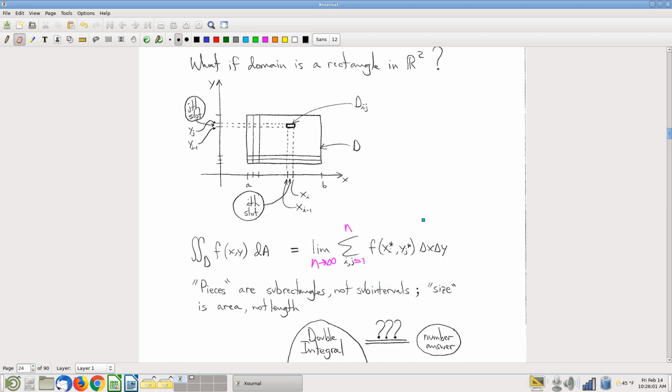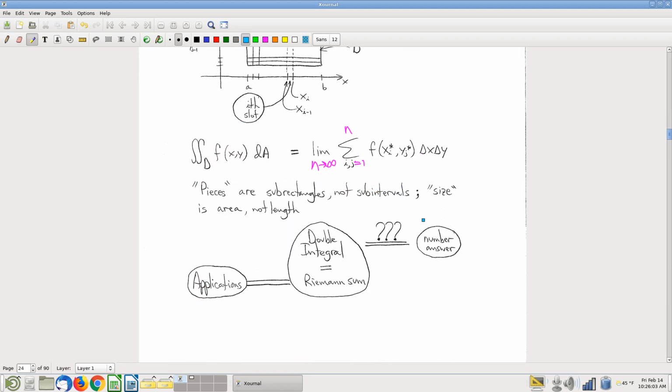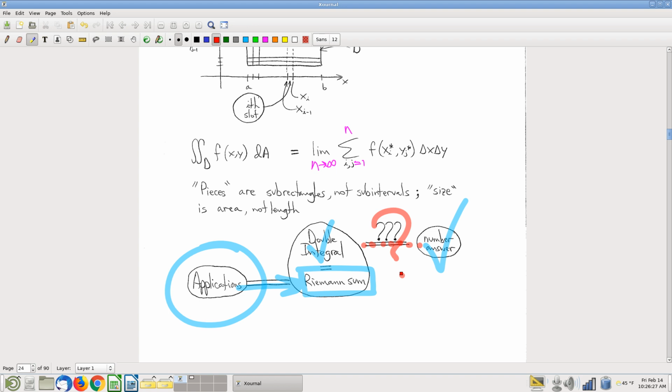Okay. All right. So now I want to emphasize, here's what we've done so far. Our goal is to take applications and be able to get number answers. All we've done so far is talk about breaking up applications into little algebraic expressions called Riemann sums that we then define to be double integrals. But it remains, what we have not yet done is address the question of how would I numerically compute one of these double integrals. We haven't talked about that yet.